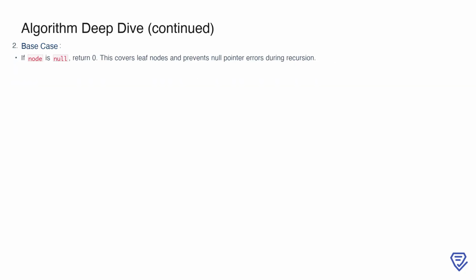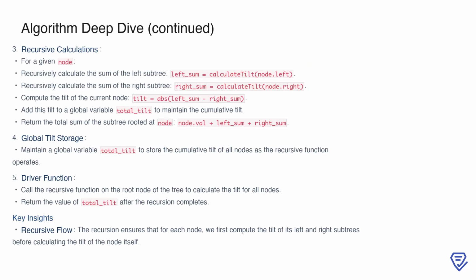For the recursion to work correctly, we need a base case. If the current node is null, we simply return 0. This ensures that the recursion terminates properly and avoids errors when traversing leaf nodes. The recursive calculations form the core of our solution.